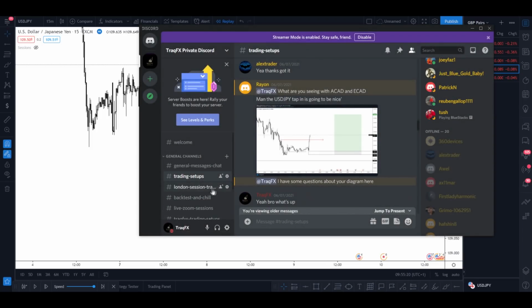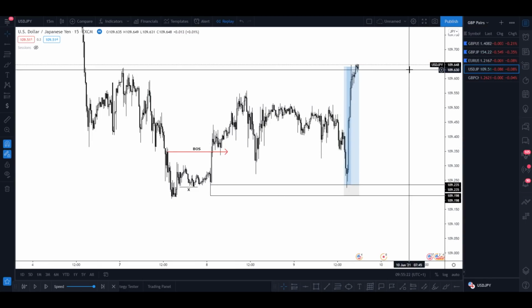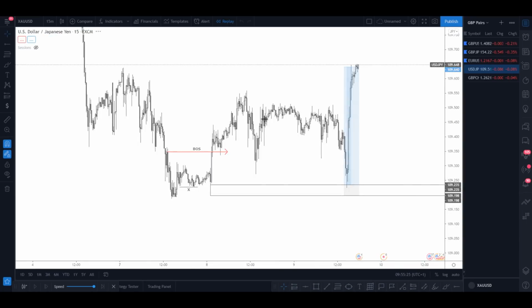Now we also had another trade setup for gold. I'll show you that right now. XAU USD.